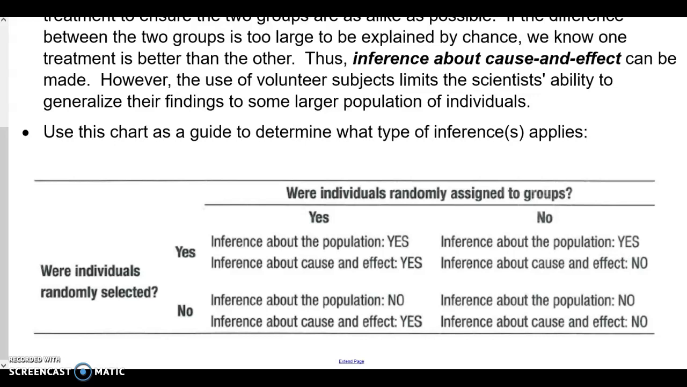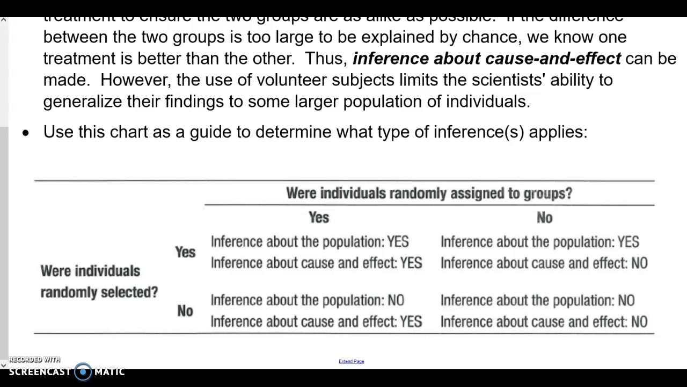Okay, so random selection is important. And then we randomly assign them to two different groups usually, or more, but you need a treatment group and you need a control group. So if they were randomly assigned that way, then yes, you can infer about the population. So those are the two key things.